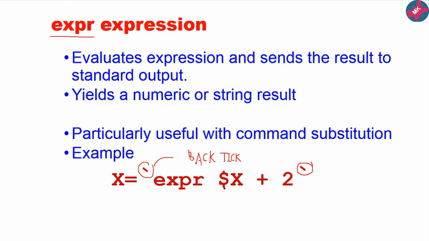Here, whatever value is there in the x variable, see, x is a variable because the dollar sign is preceding it. Suppose the value of x is 10. How will this expression be evaluated? It will be evaluated as 10 plus 2 equals 12, and that value will be stored in the x variable. So this is the way to use this EXPR expression. This is quite useful in certain cases.